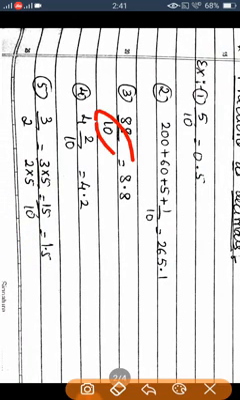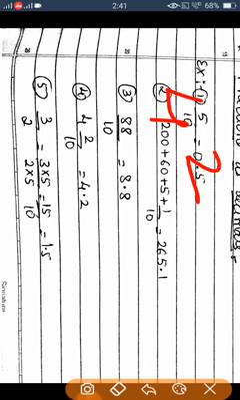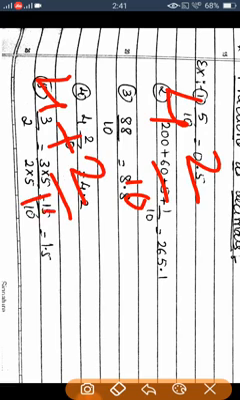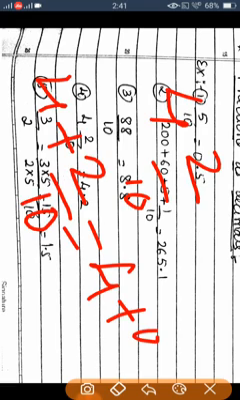Directly, the number of zeros is one. So before one digit we can keep the decimal, from right to left. Next, 4 and 2 by 10. See, 4 it indicates also 4 plus 2 by 10. Keep it in mind. So 4 plus 0.2, we can write directly as 4.2.